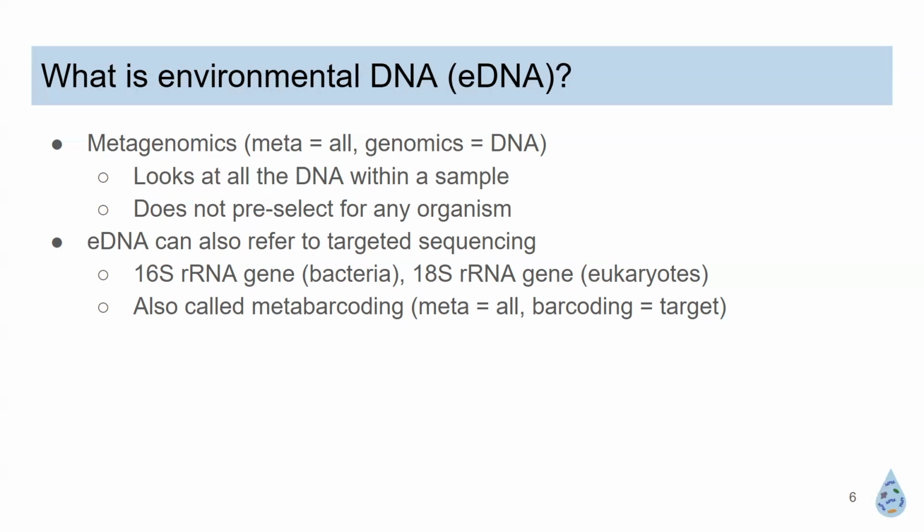The other way to look at an eDNA sample is called targeted sequencing or metabarcoding. If we break down the word metabarcoding, we get meta referring to all again, and barcoding referring to target. So this can be used to target a specific community or an organism. For example, we can use the 16S rRNA gene to look at bacteria, or the 18S rRNA gene to look at eukaryotes.